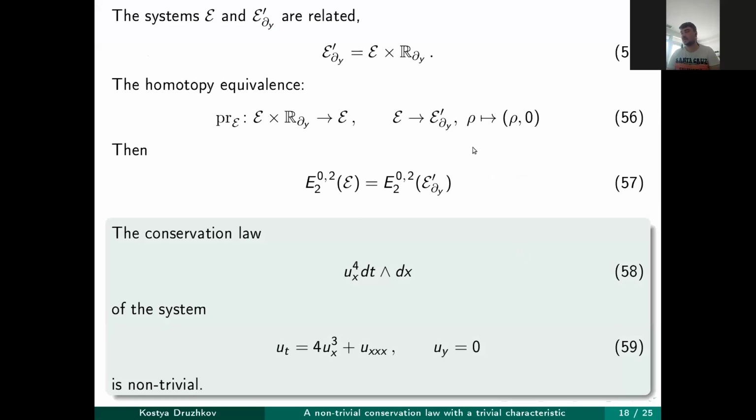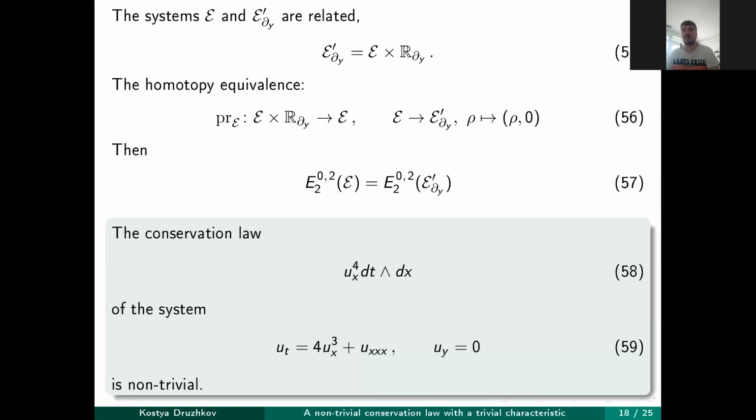This means that the conservation law either lives on this second page of the Vinogradov spectral sequence, or is trivial. So we have only two options in this case, because its d1 is 0. It lies in the kernel of the corresponding differential. Let me note that the systems epsilon and epsilon prime d_y are related. Namely, we have this direct product structure for epsilon prime d_y for the overdetermined system. And actually, they're not just related by this observation. They are homotopy equivalent. And the homotopy equivalence is based on the formulas 56 on these two mappings.